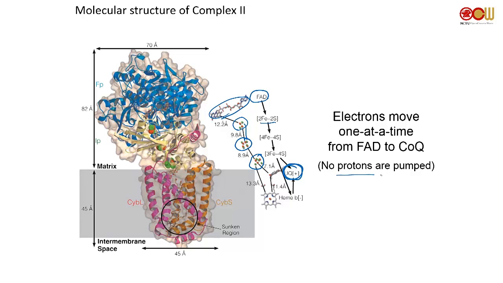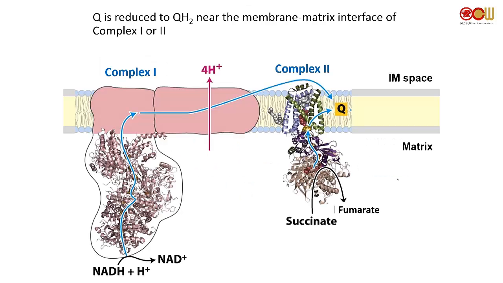Notice, no protons are pumped. Q is reduced near the membrane matrix interface of complex 1 and 2. What does that mean? It's right here. Q is actually getting reduced between the matrix and the intermembrane space right here, and then once it's reduced, it flies into the membrane.